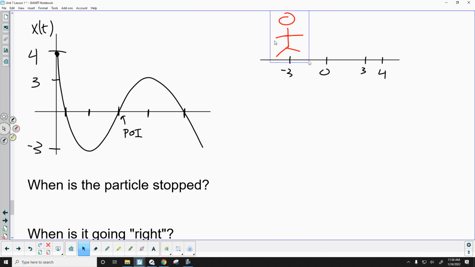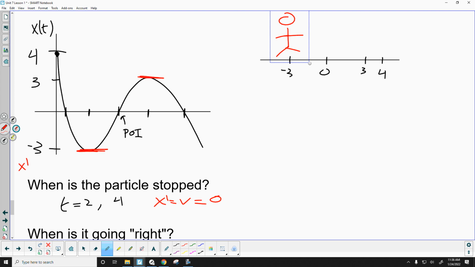Okay, answer the question. When's the particle stop? You can answer this without knowing calculus. Tell your neighbors, when's the particle stop? Or when's the dude stop? Good. 2 and 4. Because the slope, or x prime, is 0. Right?